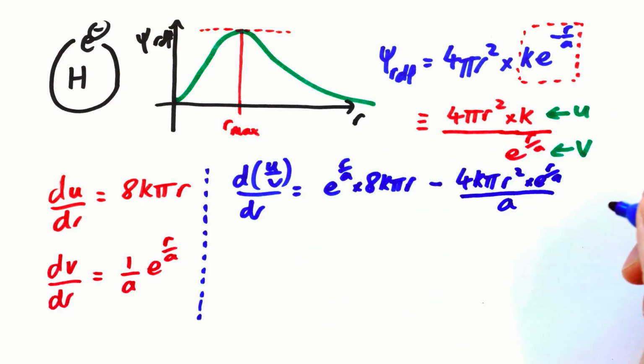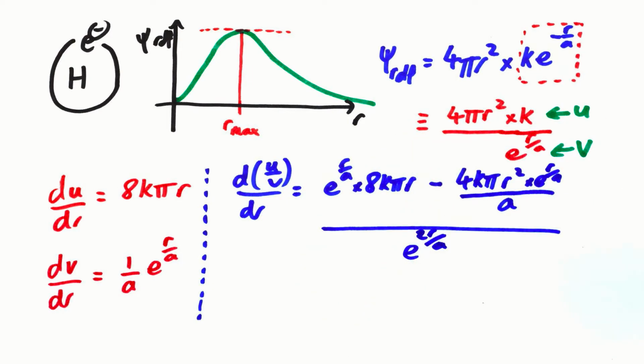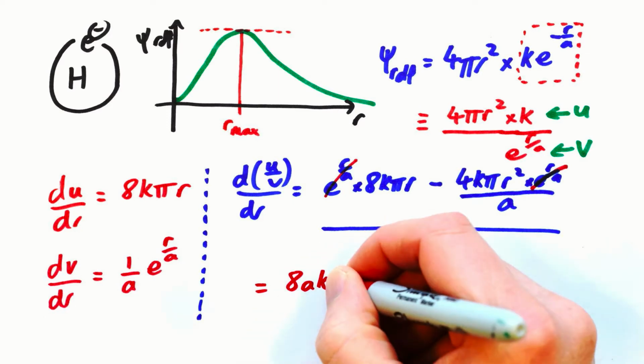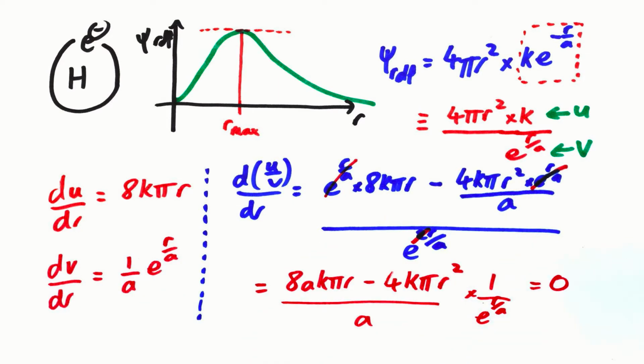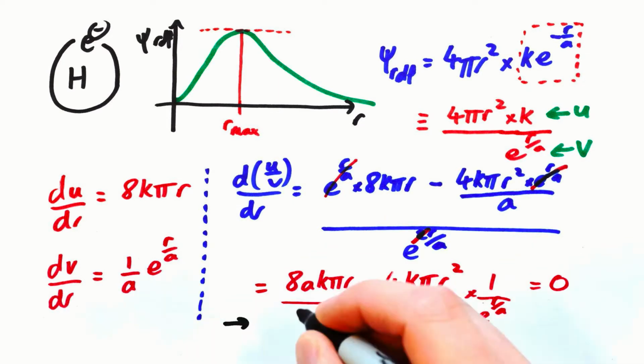It does look messy compared to that which we found in the previous video, but let's look at what's in common. On the top, there's a common factor of e to the power of r over a. This will cancel with the value at the bottom of the fraction. Now if we want to find the maximum of the graph, we set this to 0, and as we work through, we still get the same result we got before, r equals 2a.